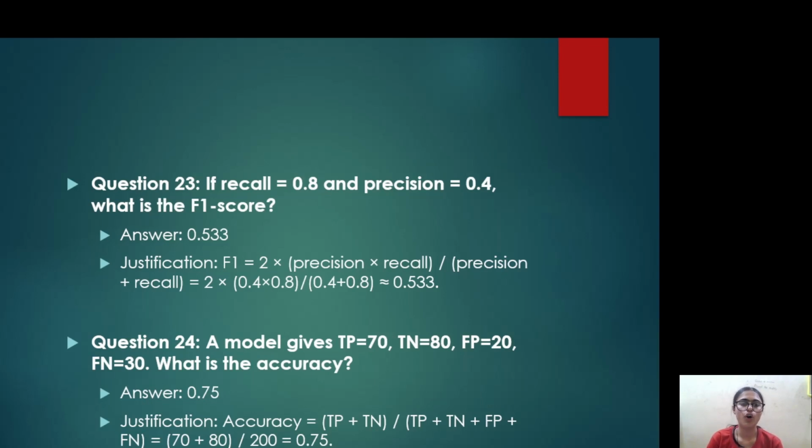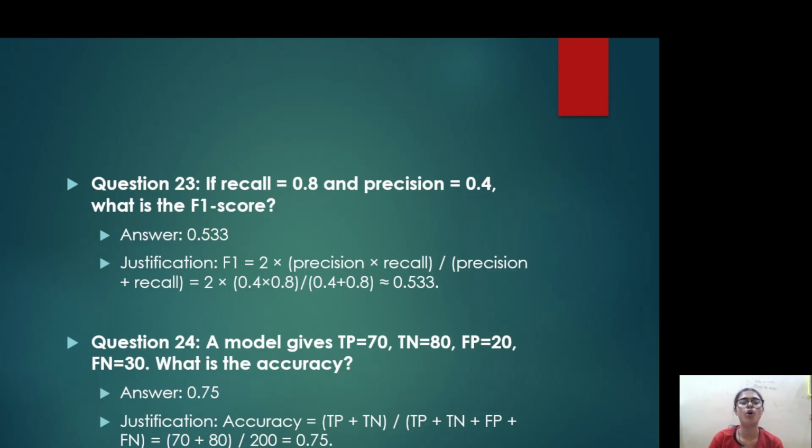Next question is, if recall equal to 0.8 and precision equals 0.4, what is the F1 score? So we know the formula for F1 score is 2 into precision into recall upon precision plus recall. So if we put the values as mentioned here, we'll get the final answer, which is approximately equal to 0.533. So this tells us that when precision is low, that is 0.4, and recall is higher, that is 0.8, the combined performance is medium, around 0.53.